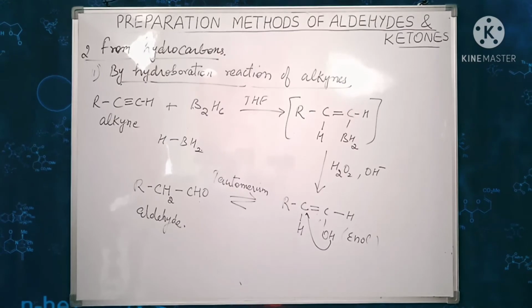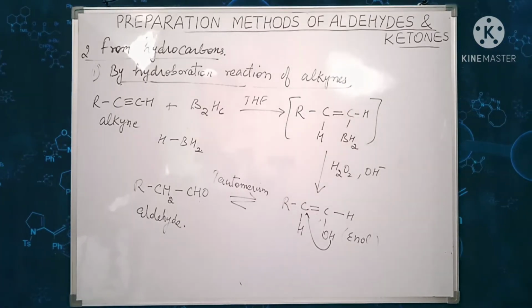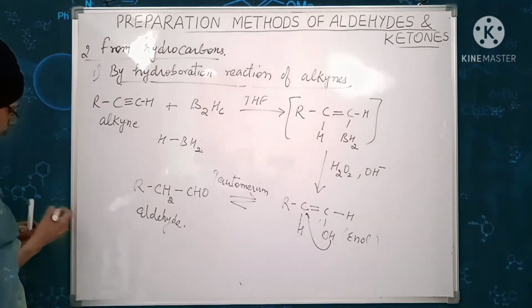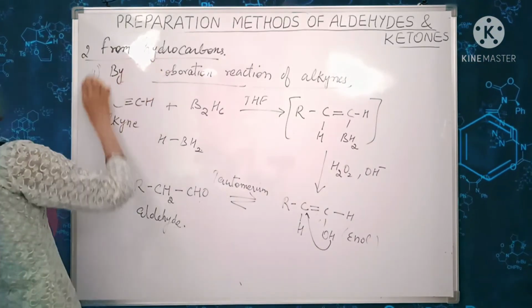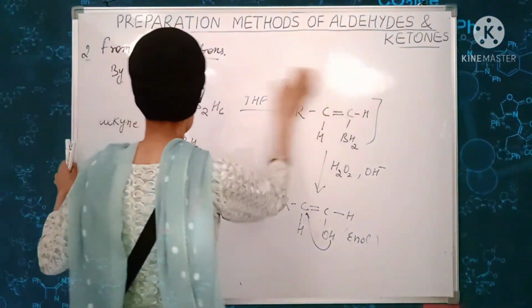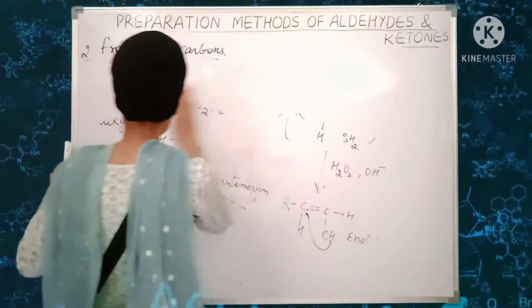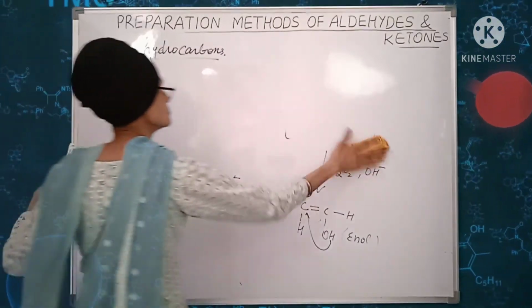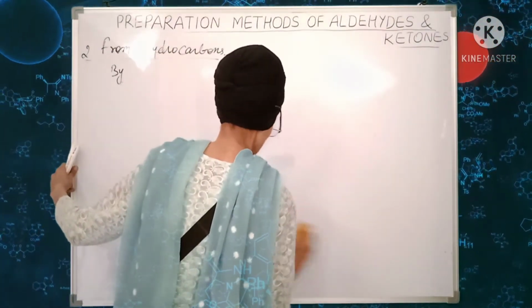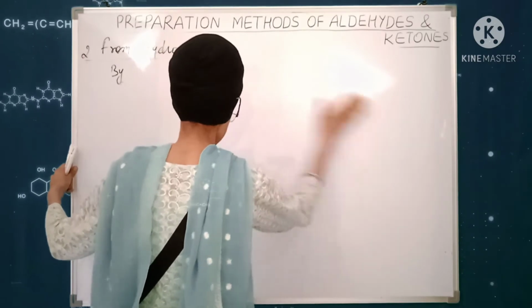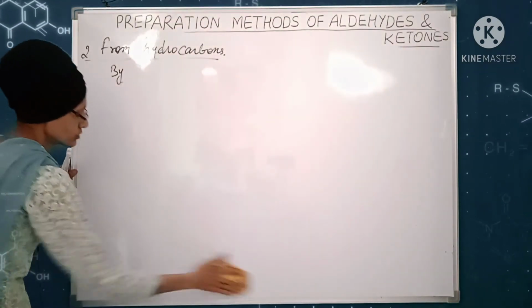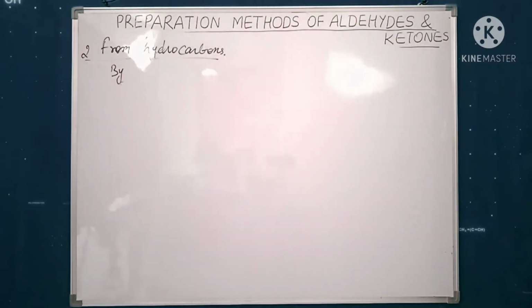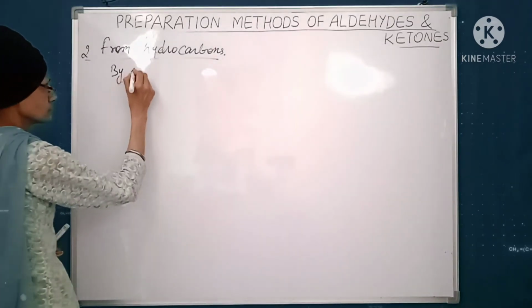Now coming to the ozonolysis reaction of alkenes. Alkenes are also one of the hydrocarbons. So the third method under the topic hydrocarbons, the third sub method, is from alkenes by their ozonolysis. Ozonolysis means addition of ozone, O3. Addition of ozone, that is O3, is called ozonolysis.